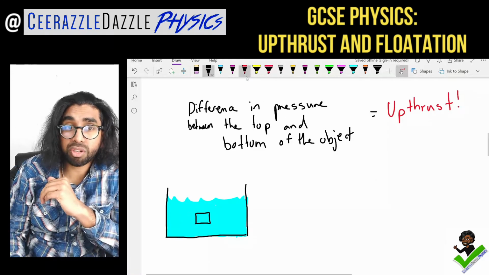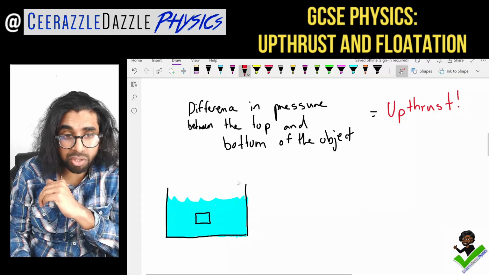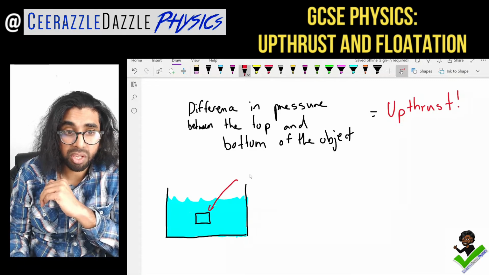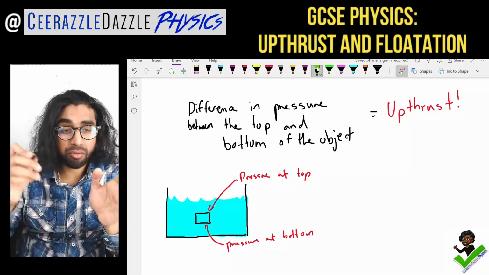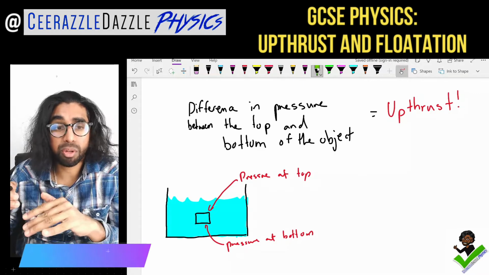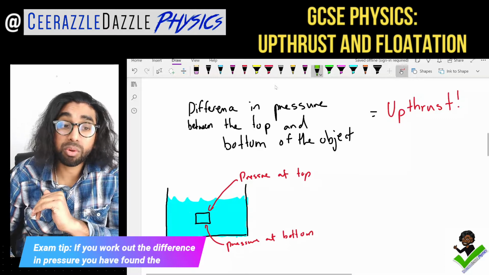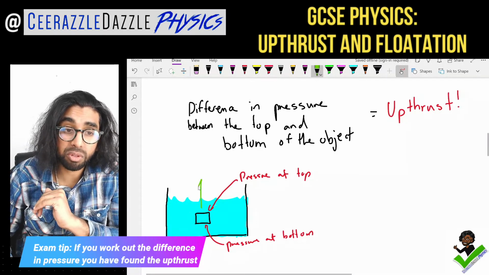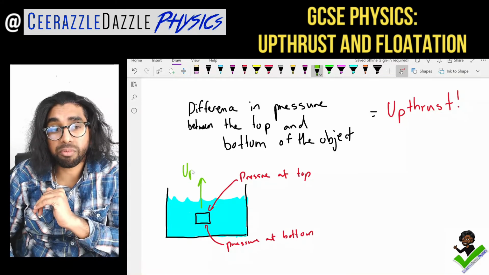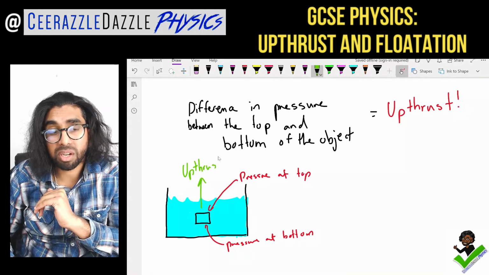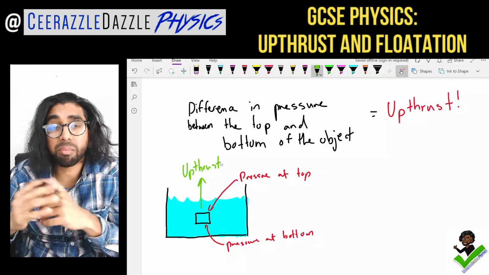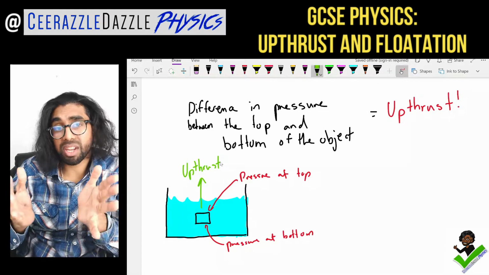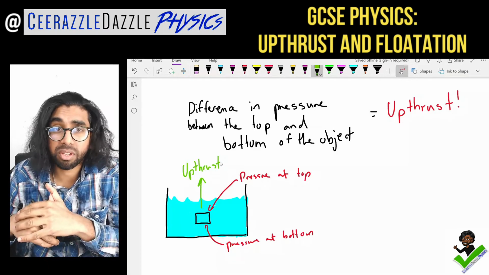So the difference in pressure, so obviously it's the pressure over here. So the pressure at the top. So let's call it pressure at top. And if we look at the pressure at the bottom, there we go. So I've drawn it now. The pressure at the top and the pressure at the bottom. If there's a difference in pressure, that will cause a force to be experienced, guys. So the force is upwards here, and that will be known as upthrust. So the difference in pressure between the top and the bottom of the object, that is known as upthrust. So there you go. The object will now experience a force, and that force is called upthrust.